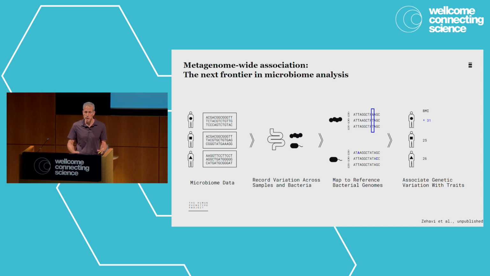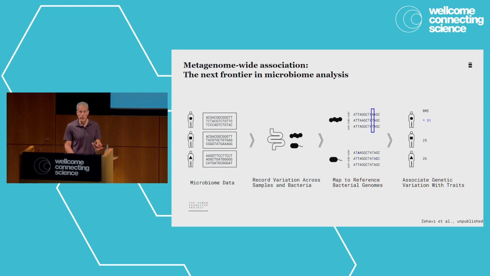We do this on the 12,000 individuals that we have in our data set. And that allows us to basically do something similar to how you do GWAS, genome-wide association studies, in human genetics. Here, we call it MWAS, for metagenome-wide association studies.